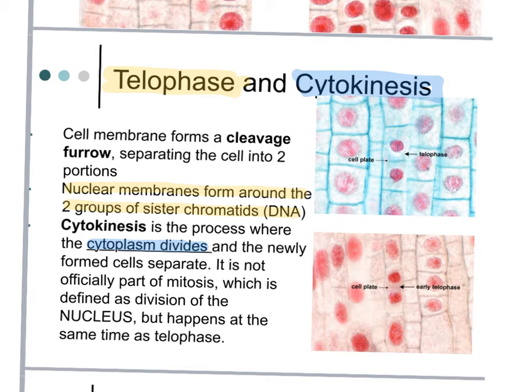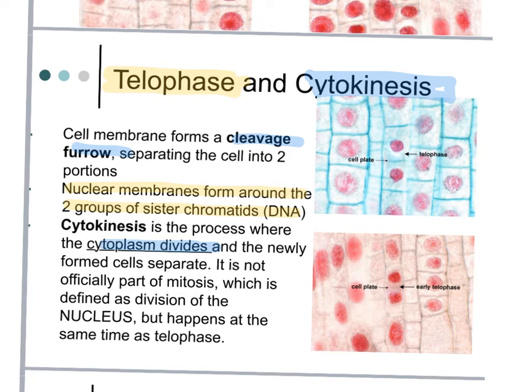So how this happens is the cell membrane forms what's called a cleavage furrow. And what that basically is, is a sort of pinching of the membranes. And so you'll see this little line when cytokinesis is occurring. You'll notice it says cell plate. That's because technically these are plant cells and we call them something different. I'll get into that in a minute.